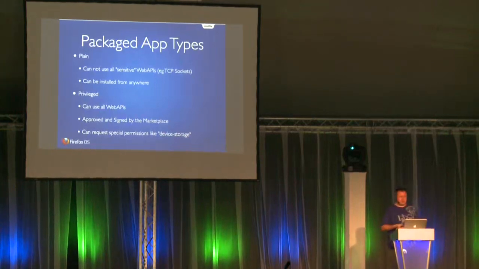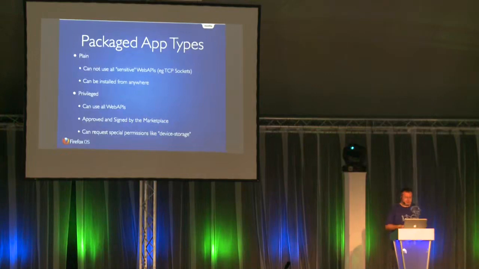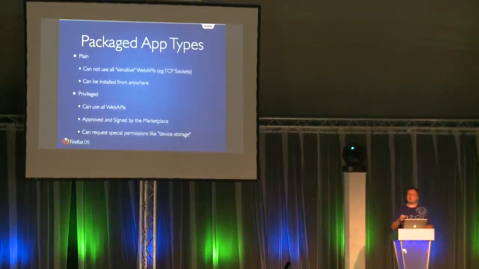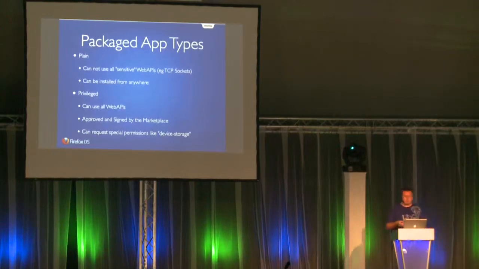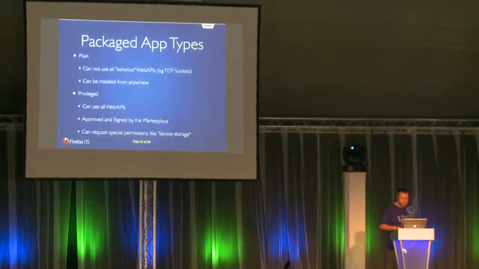But the advantage of privileged apps is that they can use all the web APIs, so they can really integrate with the phone and be really interesting applications. For example, they can also request special permissions, like if your application wants to store things on the SD card that's in the phone, you can ask a permission for that, also in the manifest file. And these are things that privileged apps can do.